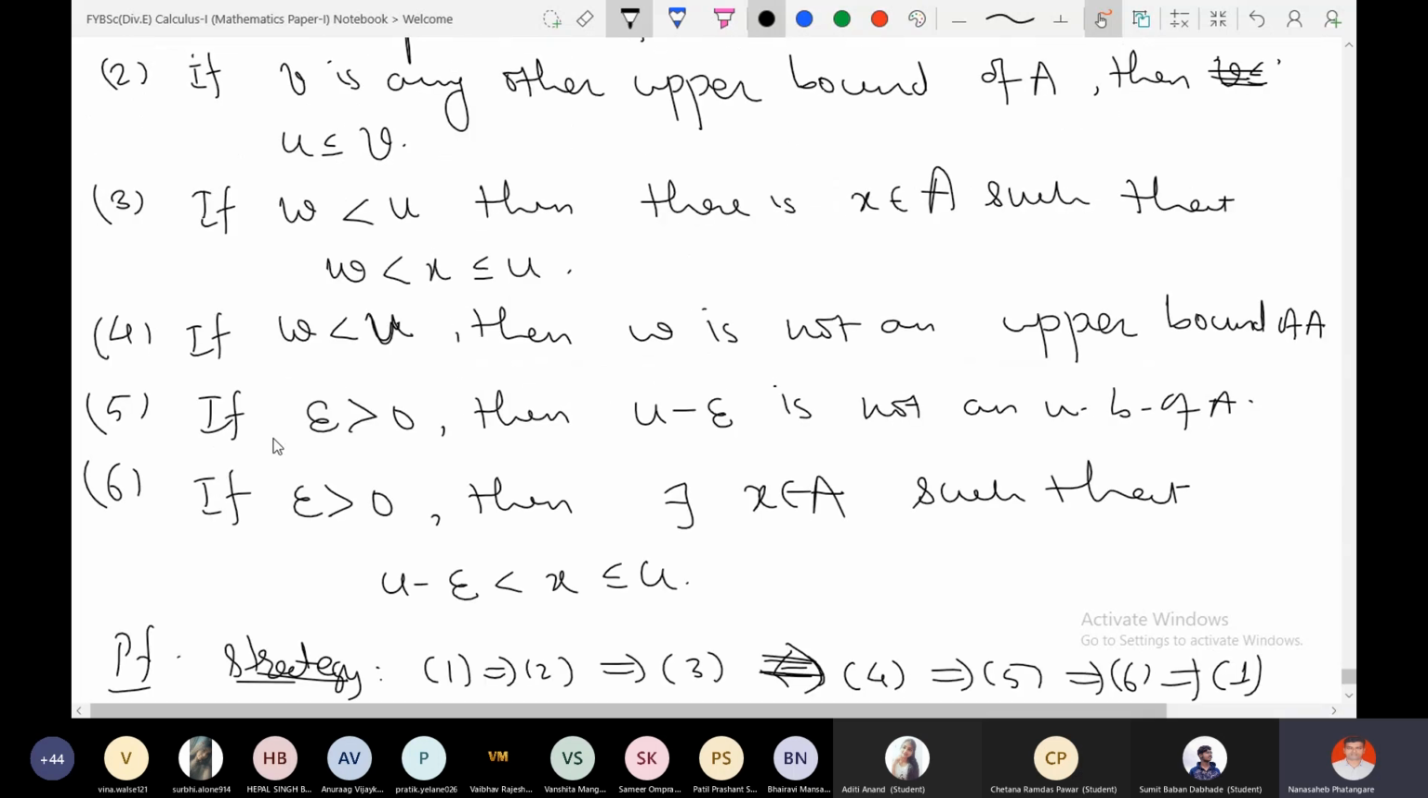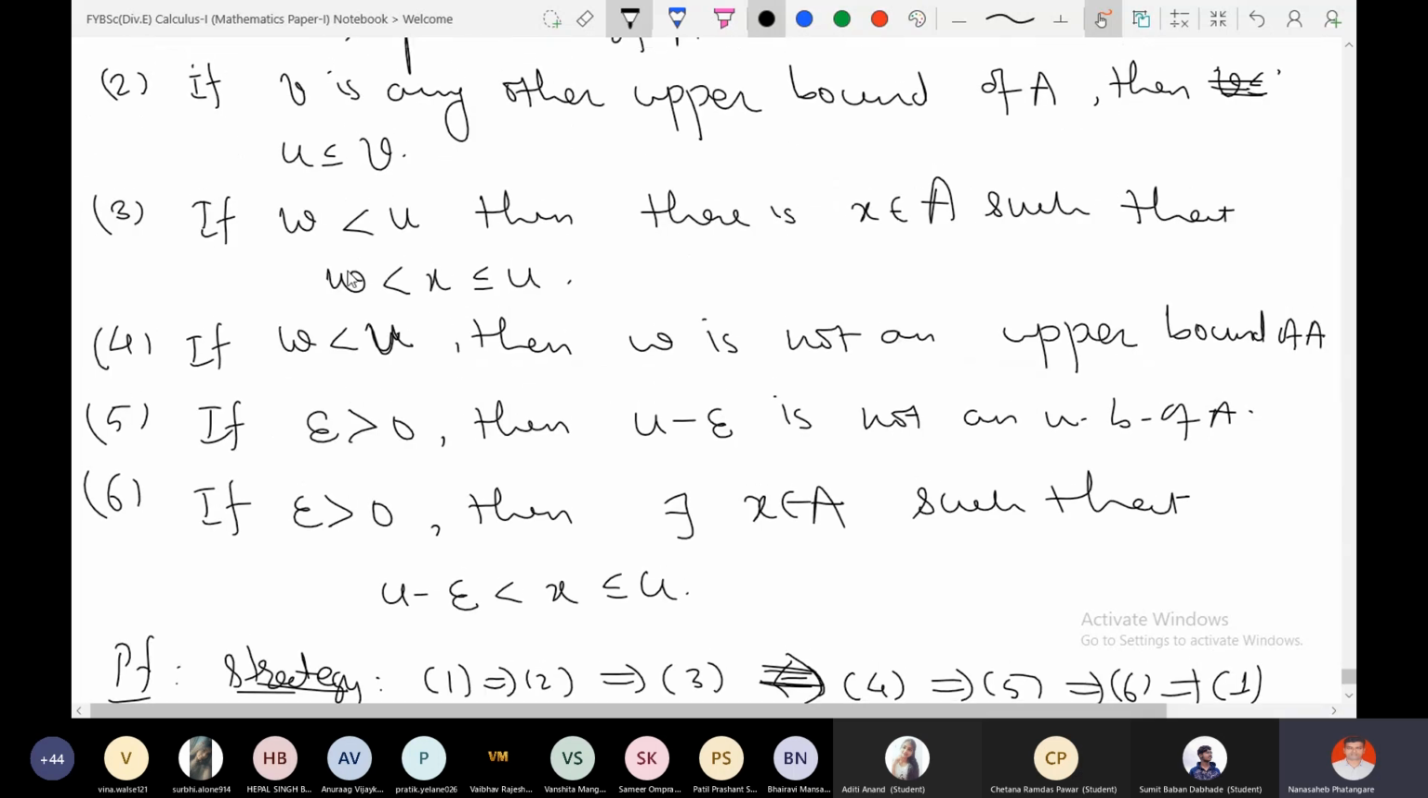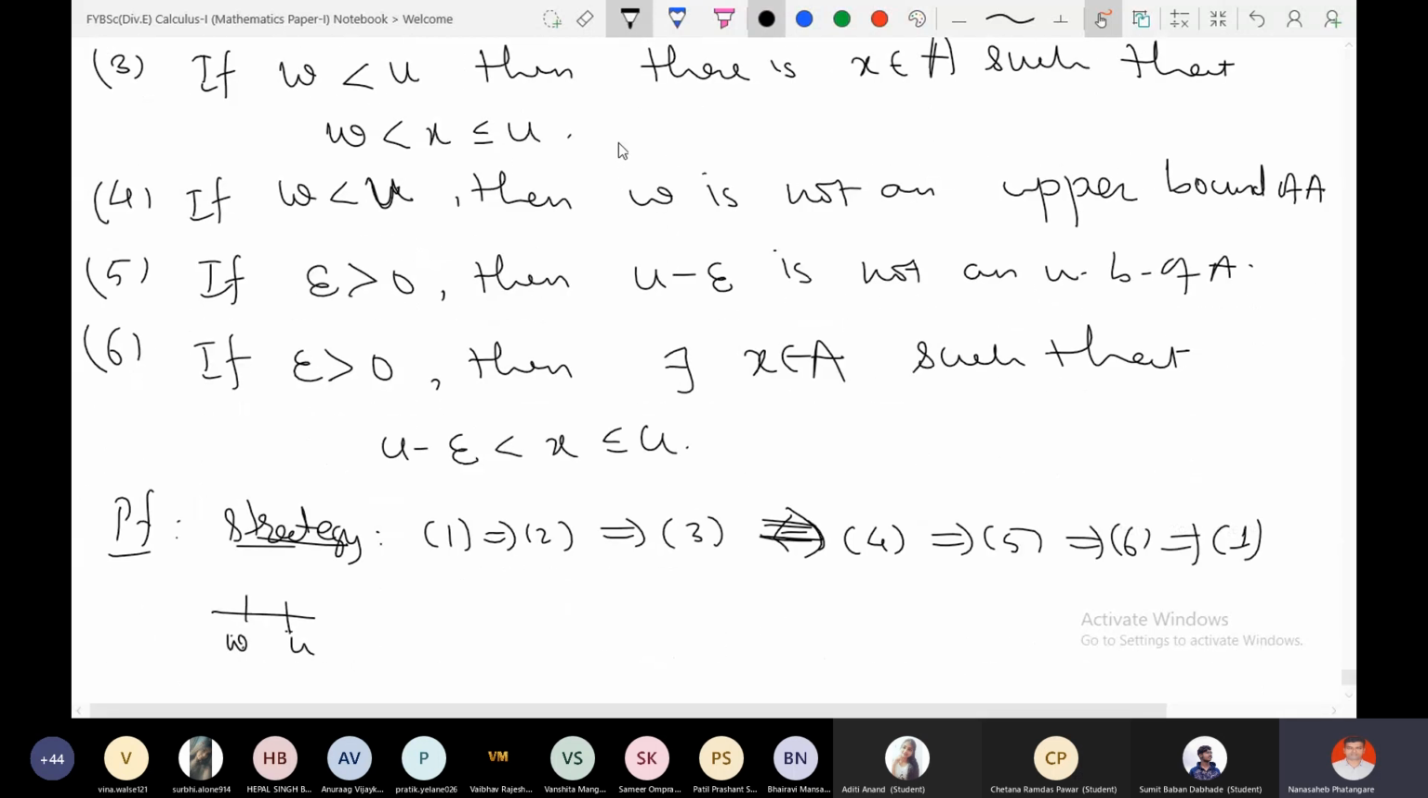If we assume 2 and want to prove 3 using 2, so what can we do? Suppose any other upper bound is greater than or equal to U, and if W is less than U, then W cannot be an upper bound, because by 2 any other upper bound is greater than or equal to U. So W is not an upper bound means some elements of the set are greater than W, so there exists X. That is the meaning. This is just an interpretation of definitions.